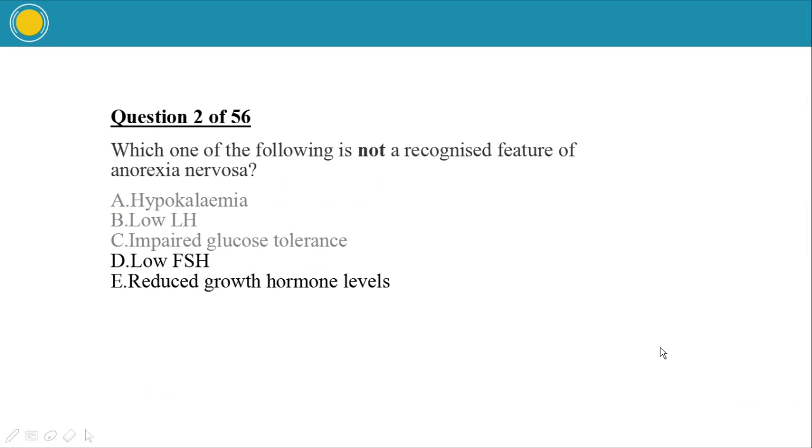Okay, here's another question. Question number two. Which of the following is not a recognized feature of anorexia nervosa?